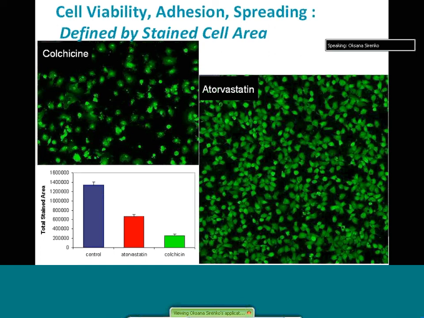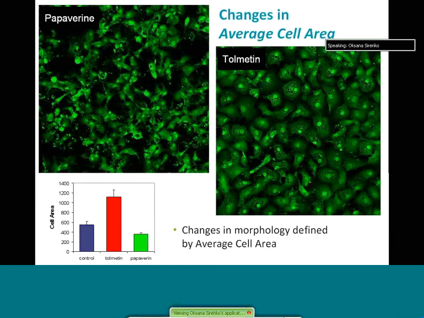So those subtle changes are actually very reproducible and statistically significant and provide additional information about toxicity. In this sample, you can see some very dramatic morphological changes caused by some toxic compounds. Some toxic compounds cause vacuolization of cells and their ballooning and increase in cell area. Other compounds may cause shrinking of cells and loss of cell-to-cell contact, which results in decreased cell area.